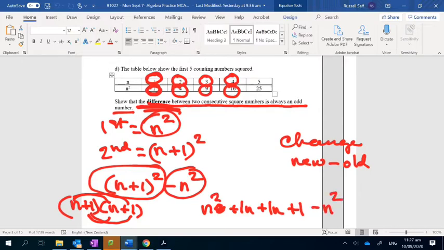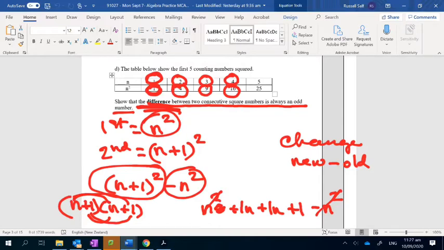Which is nice. Why? n squared will subtract away. Yes? If there's a difference, what if there was a third? Does that matter? Say there was a third, would it be n plus 3 or n plus 2? No, (n plus 1) squared is always the next number. It's always going to be (n plus 1) squared.